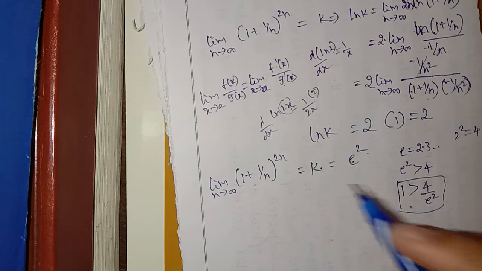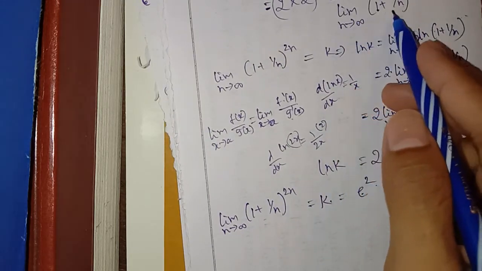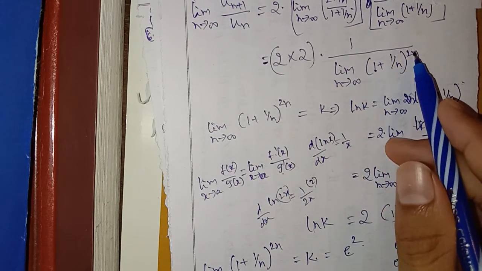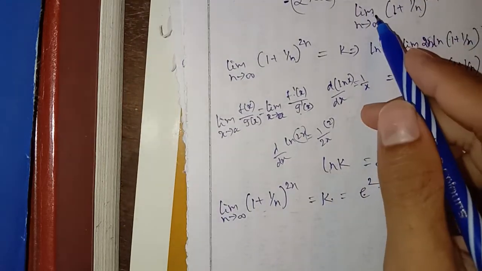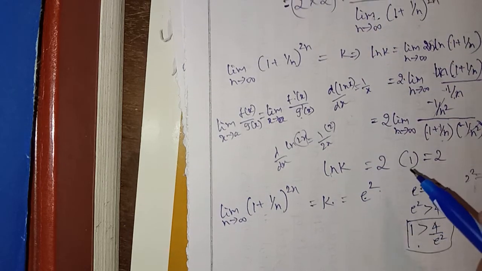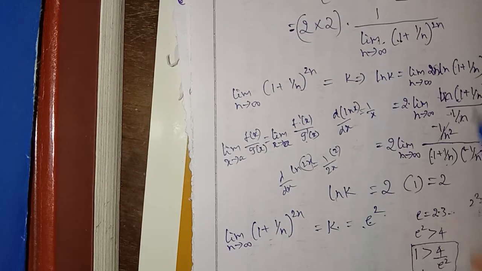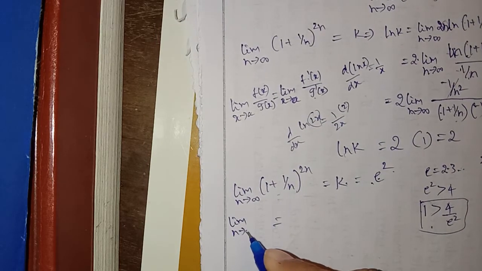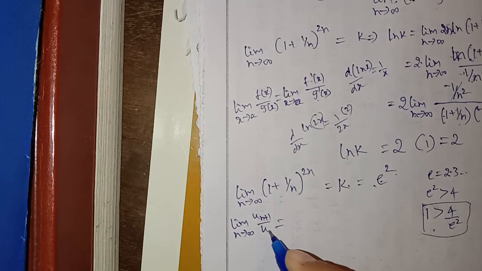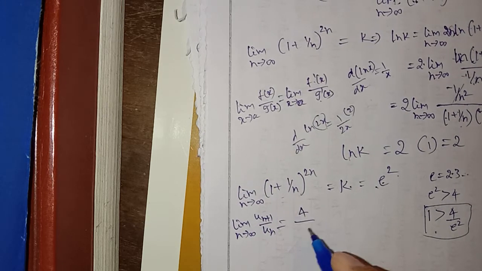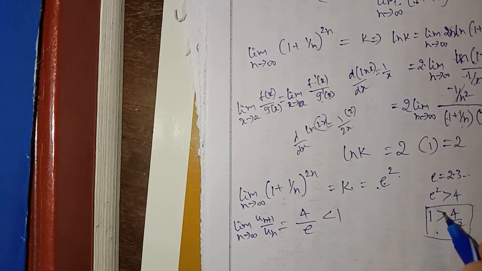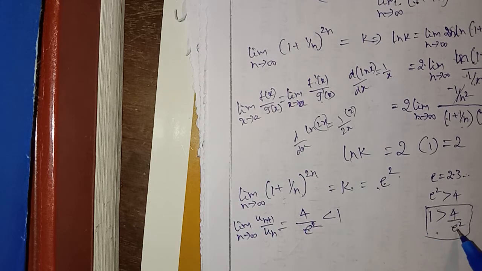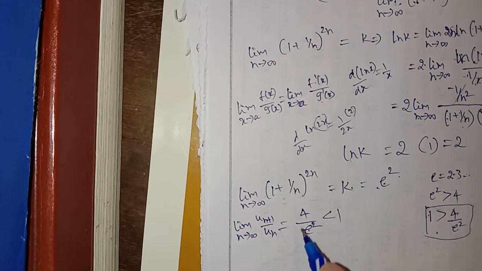So we can apply this in place of the limit as n tends to infinity of (1 + 1/n)^(2n); in place of this we can apply e^2, the value of k. So we get the limit as n tends to infinity of u(n+1) divided by u(n) equal to 4/e^2, which is less than 1. 1 is greater than this.